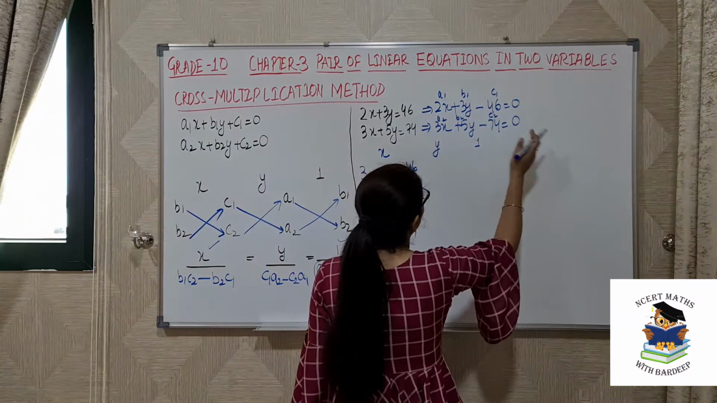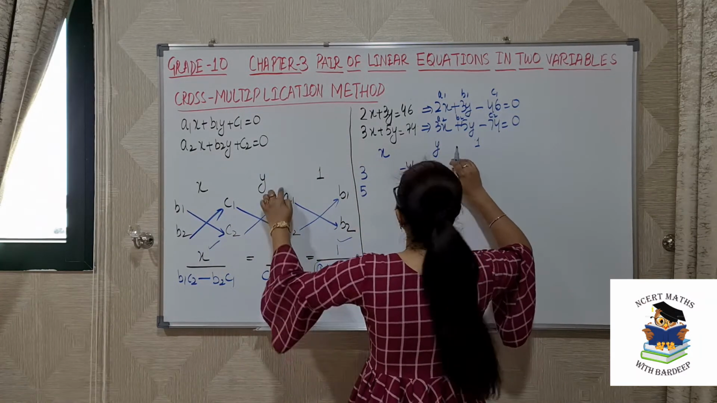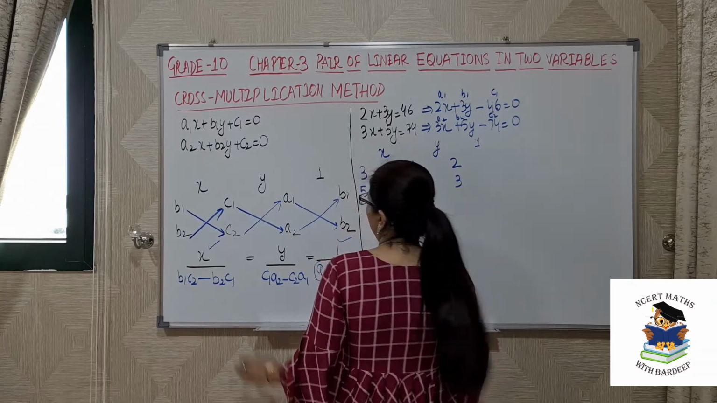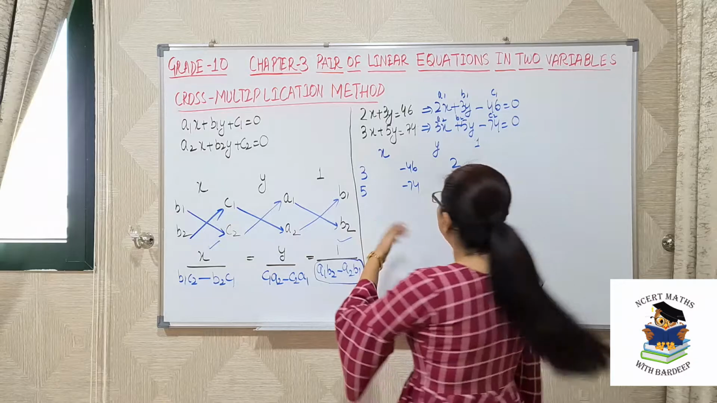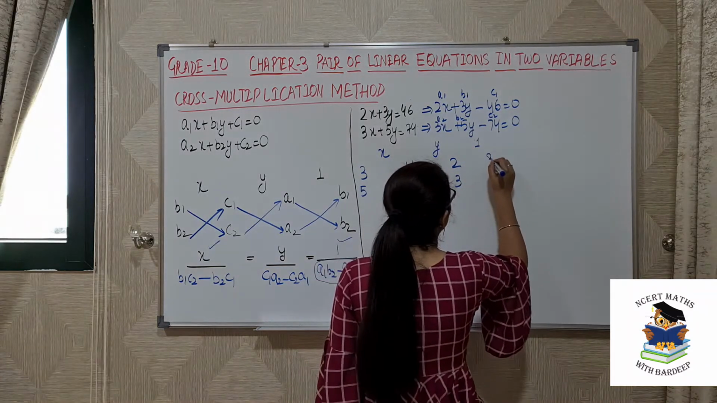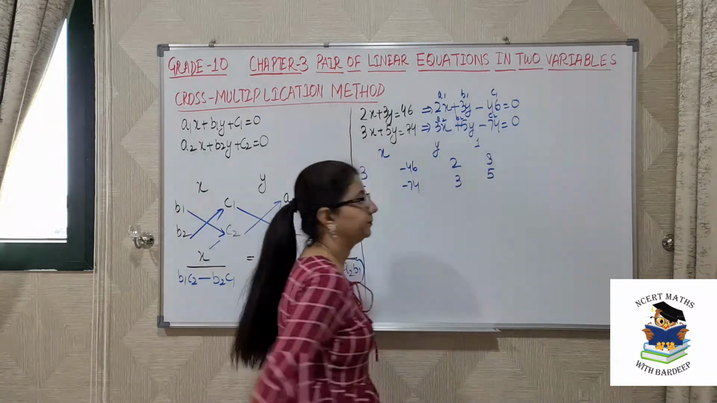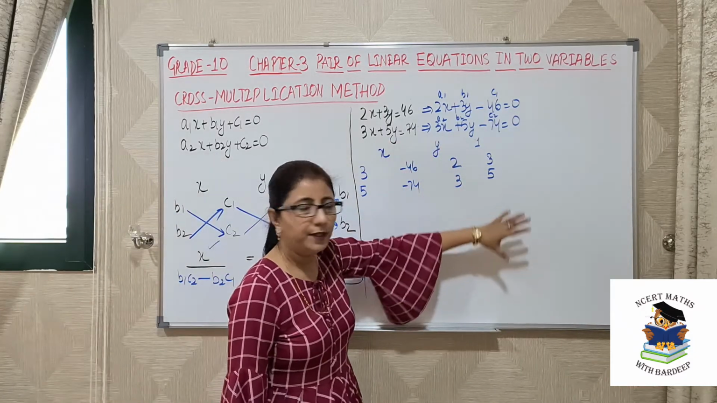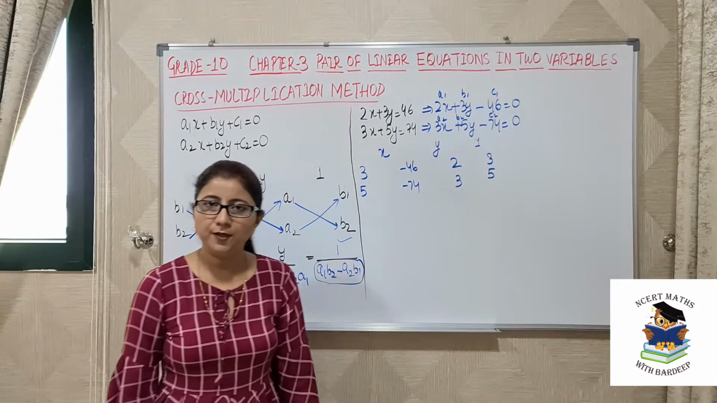Then it is a1, a2, that is 2 and 3. Again b1 and b2, so 3 and 5. Is it clear? b1, b2, c1, c2, a1, a2 and then b1, b2.